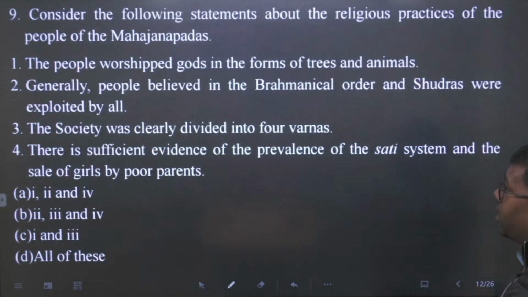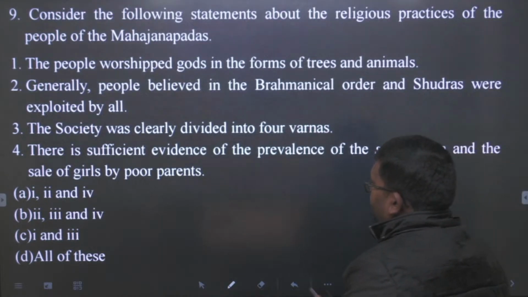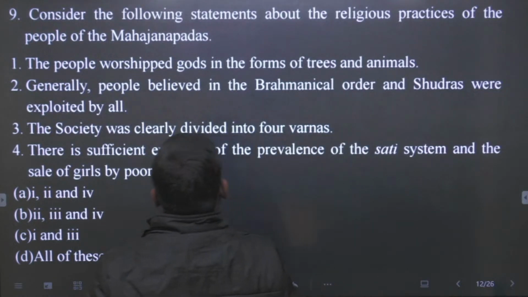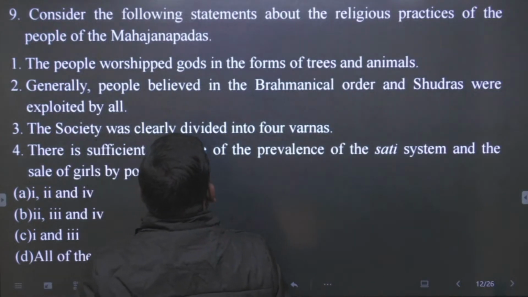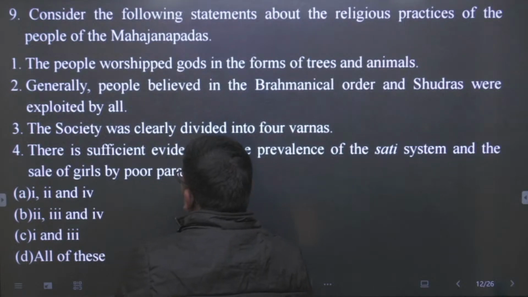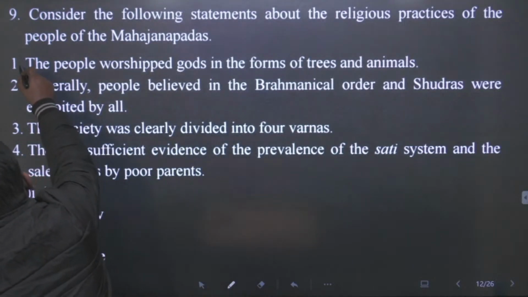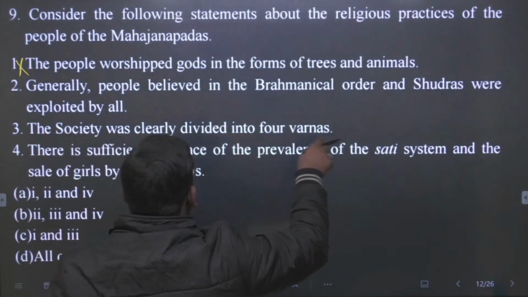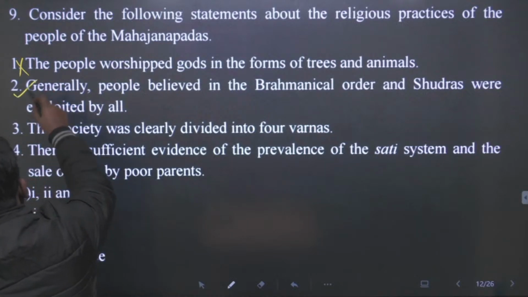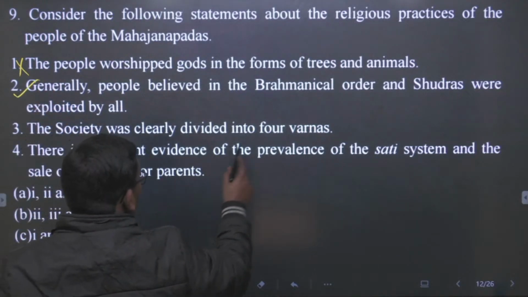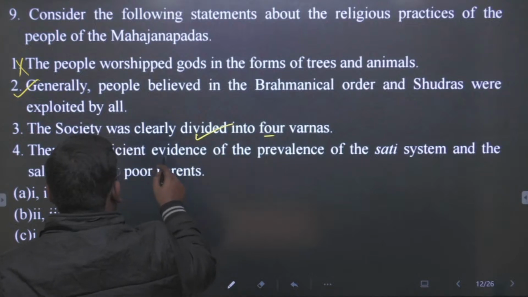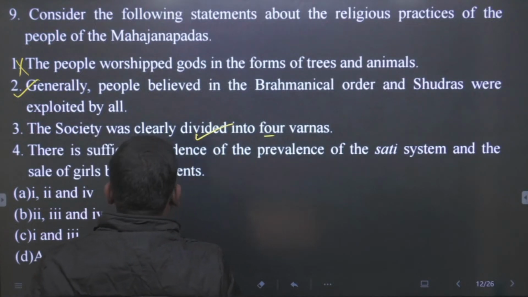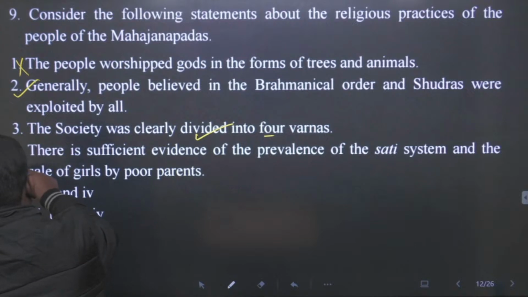Question number 9: consider the following statements about the religious practices of the people of Mahajanapadas. People worshipped gods in the forms of trees and animals. No, this was in the Vedic period. Generally, people believed in the Brahmanical order and Shudras were exploited. Yes, we have seen the society was clearly divided into four varnas. True. There is sufficient evidence of the prevalence of the sati system and the sale of children by poor parents. True.